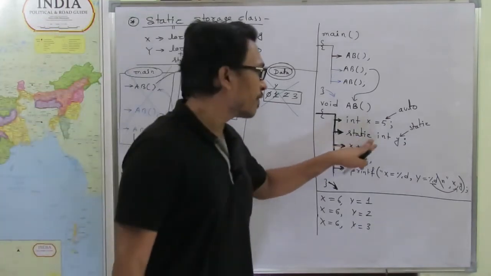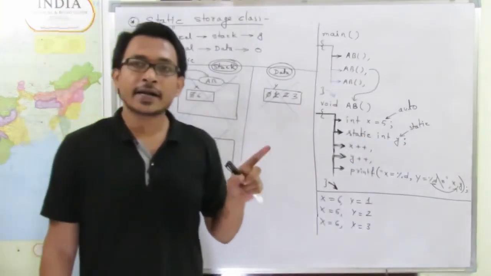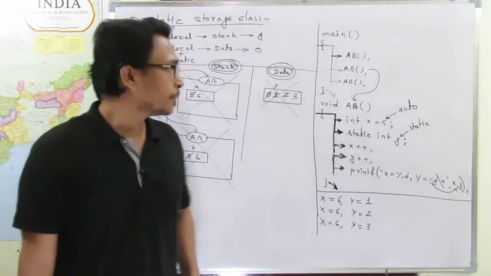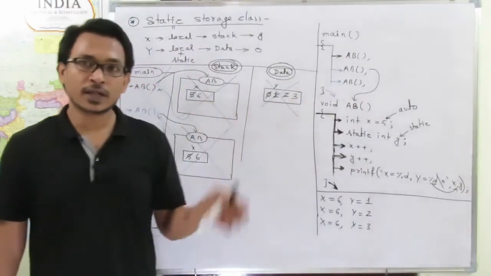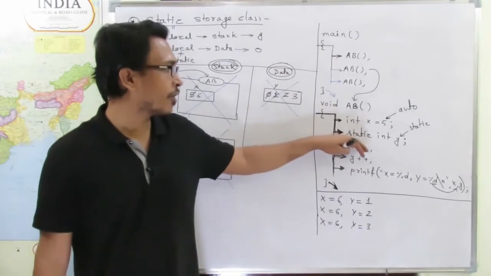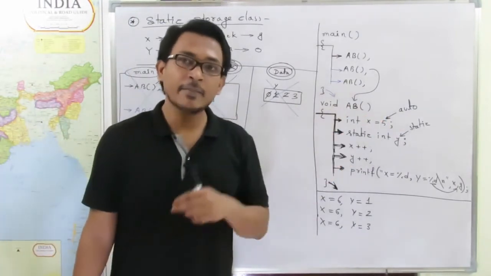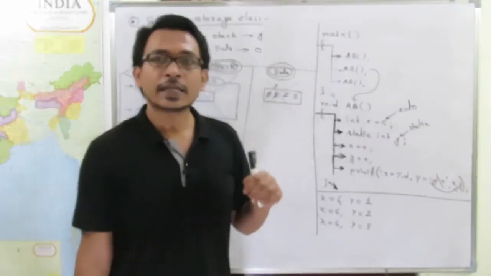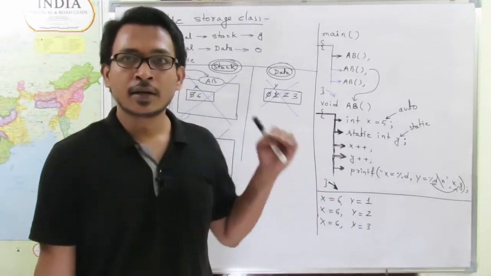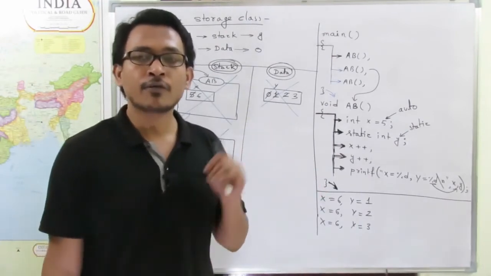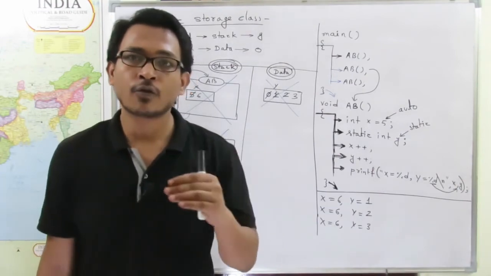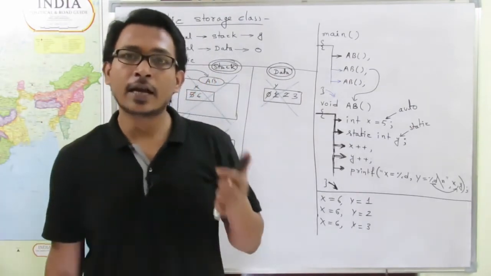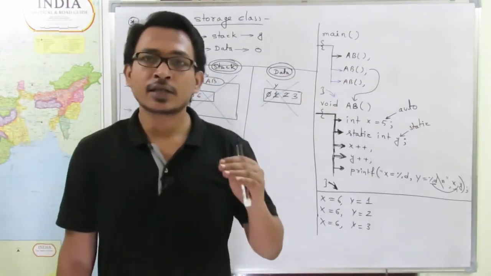But in case of static variable, memory is allocated only at the first instance of the execution of this function. Clear? So when this AB function is executed for the first time, only at that time the memory is allocated for the static variable y, and in the remaining executions, the system just checks whether the static variable is already defined in the data section or not. If it is already defined, then the system will not allocate any memory for the second, third, fourth, and so on, all the instances of execution. It will allocate memory only in the first instance of execution.